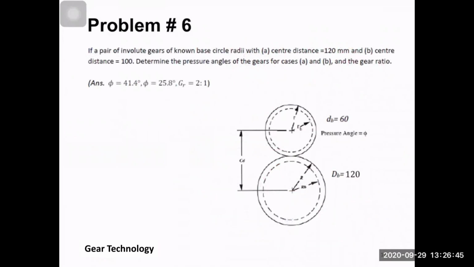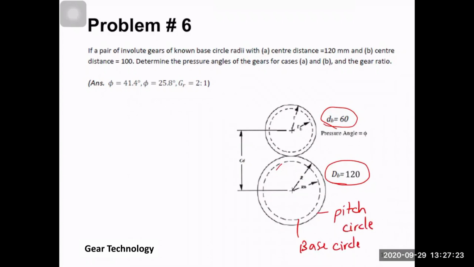So we have here, again, a pair of involute gears of known base circles. The diameter of the base circle of the pinion is 60 millimeter. The diameter of the base circle of the gear is 120 millimeter, right? The base circle here is the dashed one, the inside circle, and the outside circle is the pitch circle. So this is the pitch circle, and the inside one here is the base circle. I hope that you know the difference between them now.